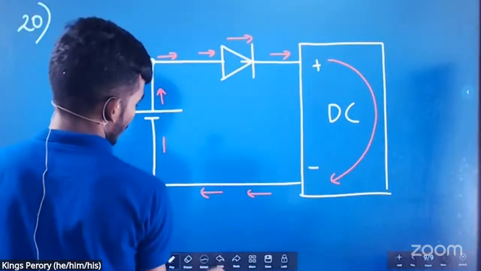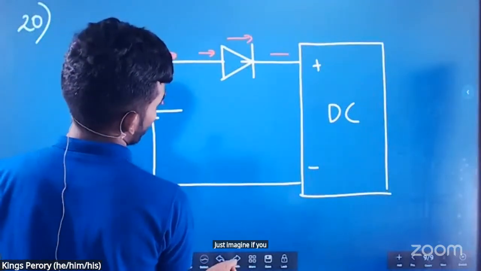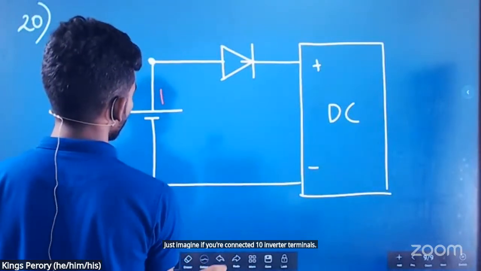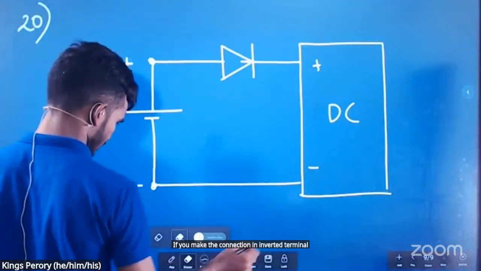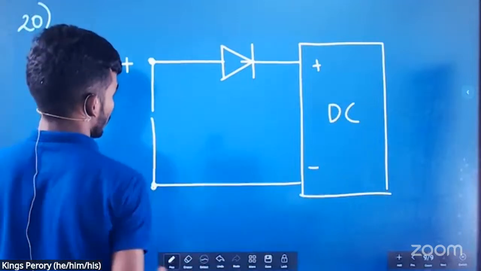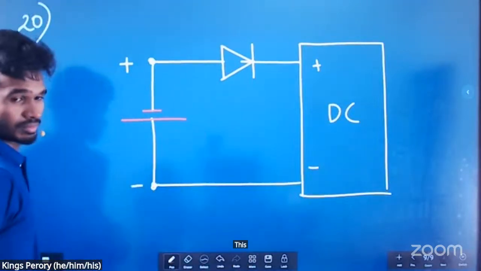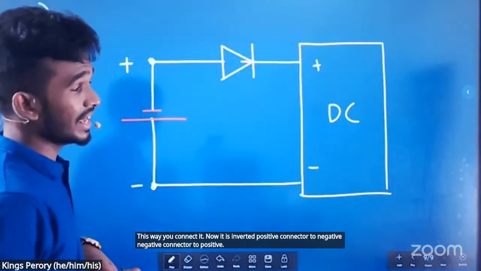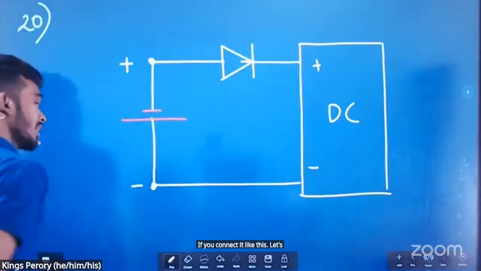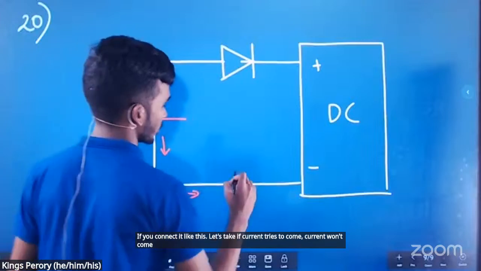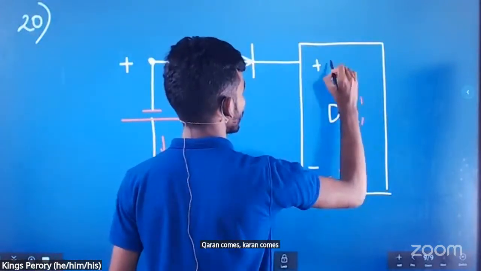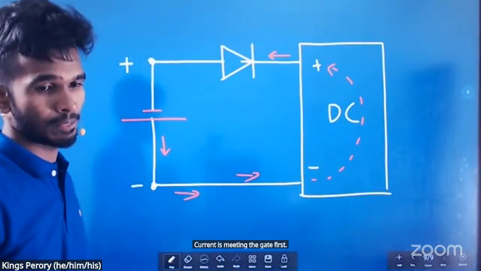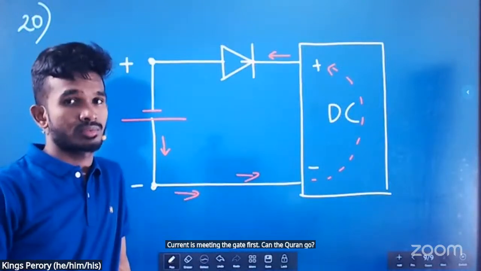Just imagine if you connect it in inverted terminals. This way you connect it. Now it is inverted. Positive is connected to negative, negative connected to positive. If current tries to flow through the device, current is meeting the gate first. Can the current go? No.